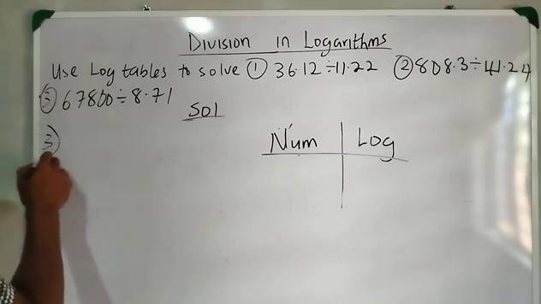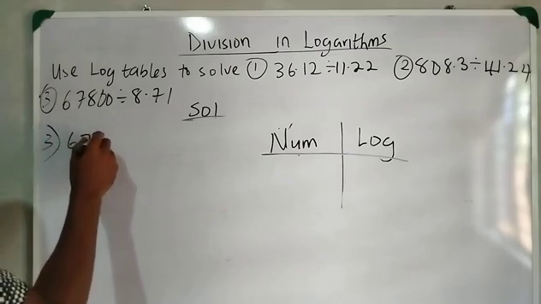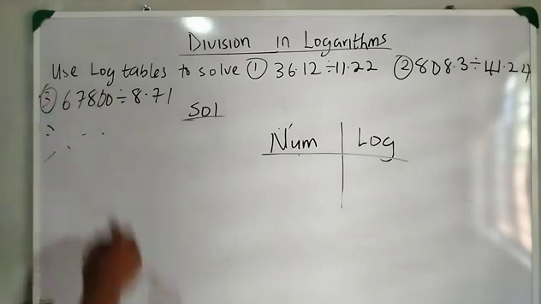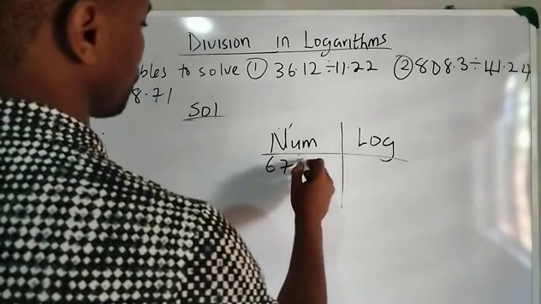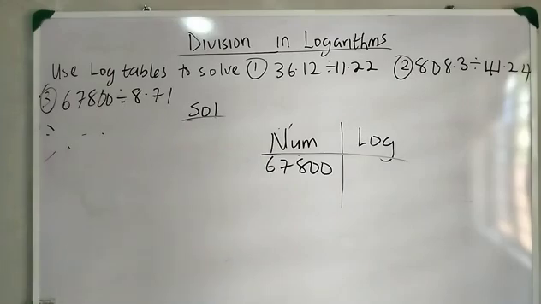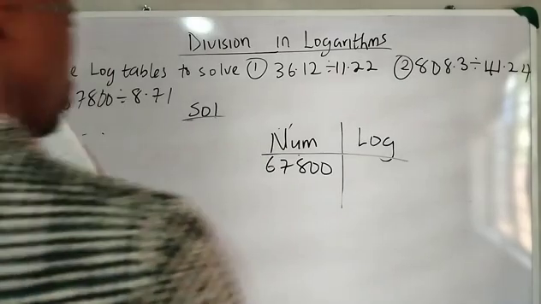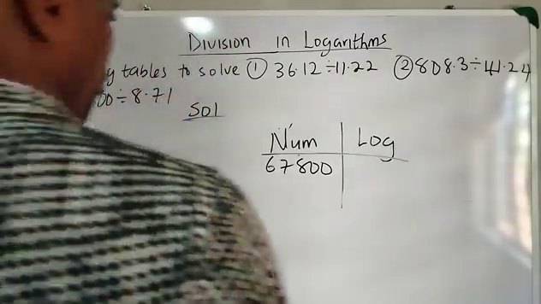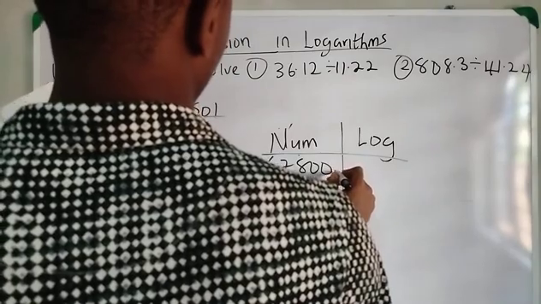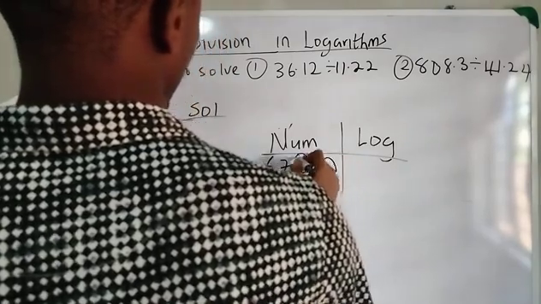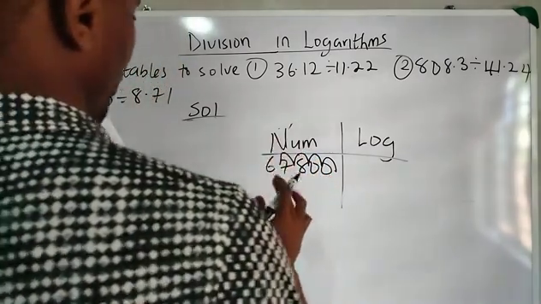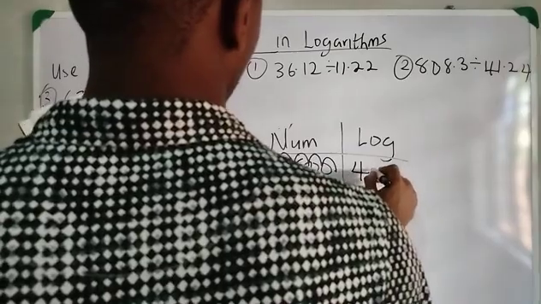Now let's solve the third example, which is 67,800. Since it's here, no need to waste time. 67,800 divided by 8.71. So first of all, 67,800, when you convert that to logarithms, don't forget how to convert to logarithms. Your decimal point is here. You move 4 times, 1, 2, 3, 4, to get to between the first 2 digits. That's where we always want to arrive. So we move 4 times, that is 4 points.